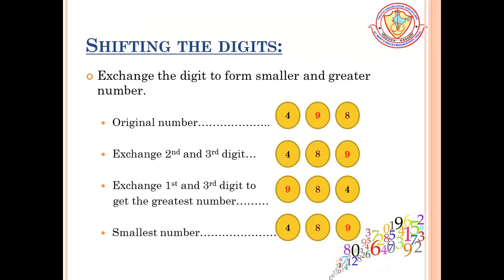Shifting the digit. Here a number will be given to you. You have to shift the digits in such a way that you get the smaller and the greater number. So here the original number is 498. Here you have to shift the digits to get the greatest number. If you shift the second and the third digit, you will get 489. Again, if you exchange the first and the third digit in the new number, you will get the greatest number, that is nothing but 984.